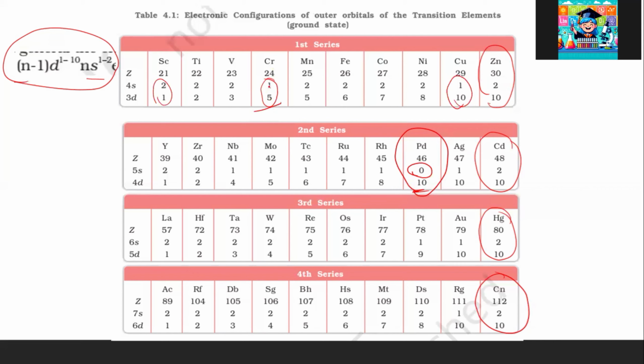Therefore, chromium has an electronic configuration of this and copper has an electronic configuration of this, because if the 3d orbital has 10 electrons, that will be a completely filled orbital. So the symmetry energy will be utilized, and this will be more stable. So these are the electronic configurations of all the transition metal elements.